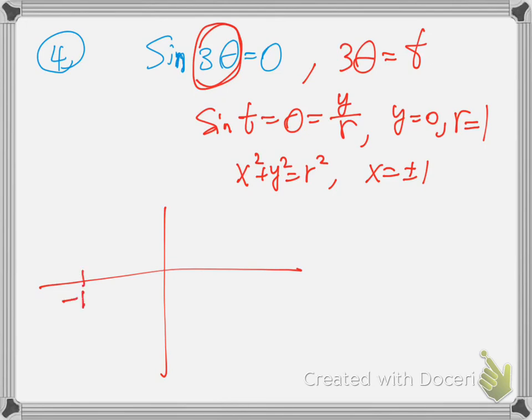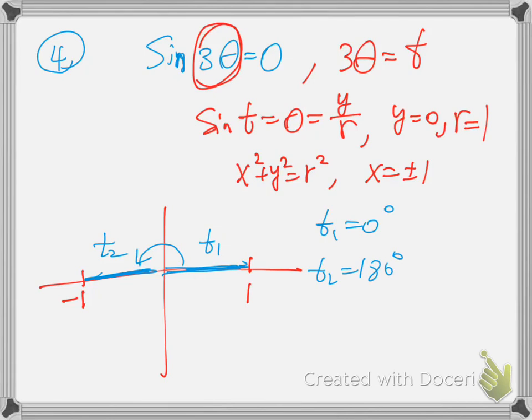So here is negative 1, 0. Here is 1, 0. Okay, so what's our first angle? First angle, T1. This is T1. T1 is 0. Okay, so I like to use degree angle. You can use degree measure. You can use radian measure. So what's T2? T2 is the other one, right? This angle is T2. So T2 is 180.